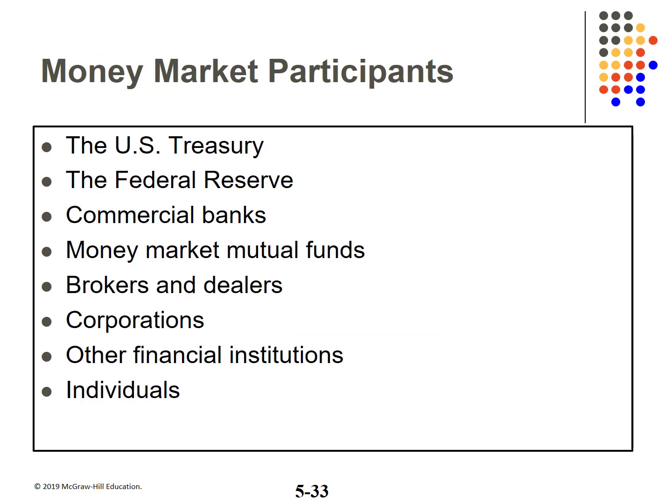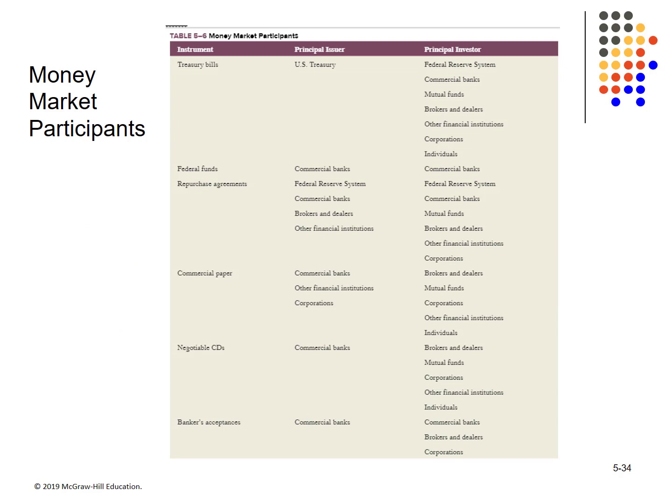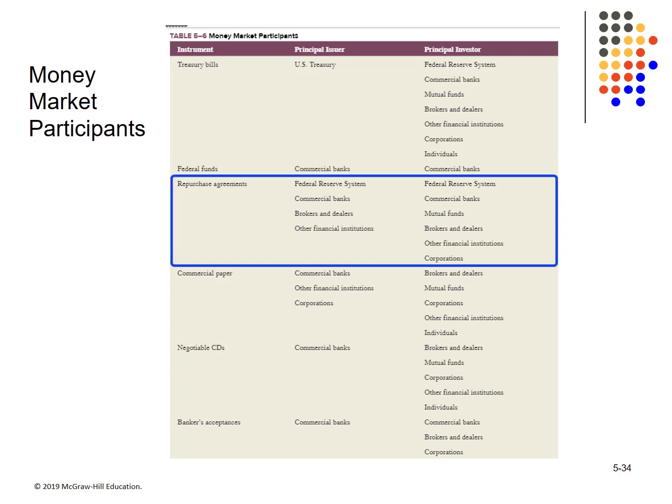The U.S. Treasury and the Fed are the primary participants in money markets, though money market instruments are available to all of us. The table on the next slide outlines by type of instrument who the main players are. Treasury bills are obviously issued by the U.S. Treasury, but virtually all levels of investors buy T-bills. Fed funds are issued by and bought by commercial banks. Repos are issued by the Federal Reserve as well as commercial banks and other financial participants. Buyers include the issuer group as well as mutual funds and corporations.